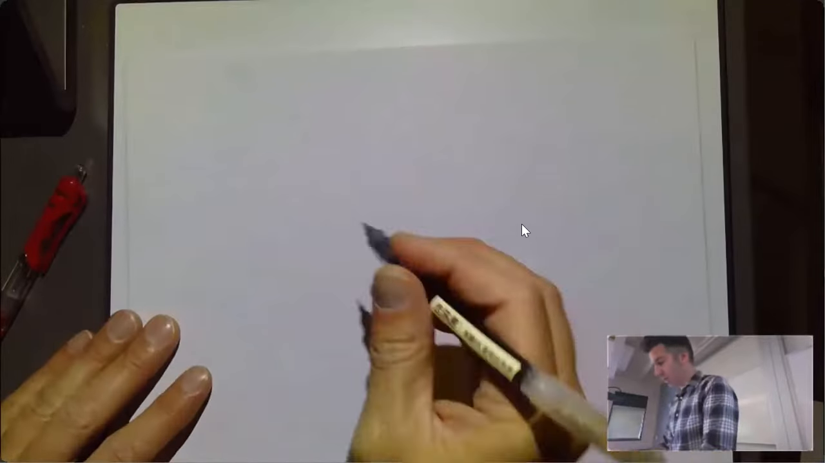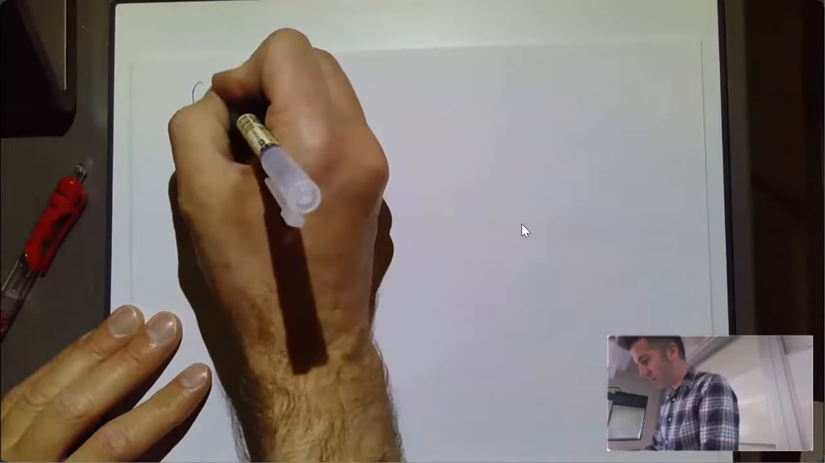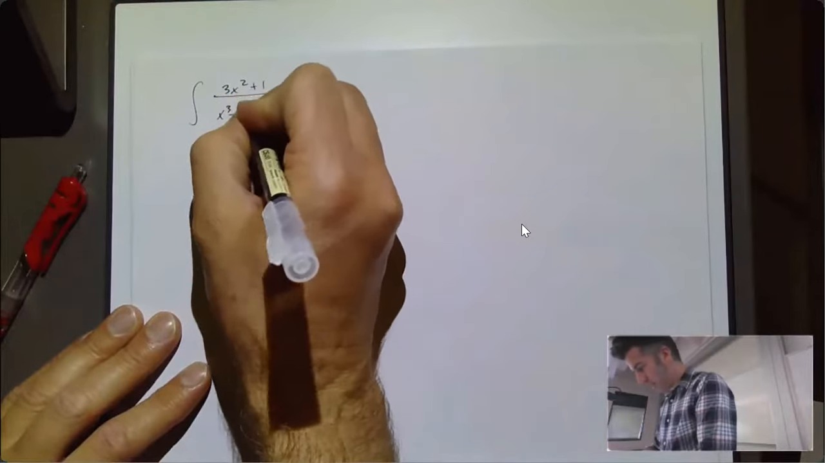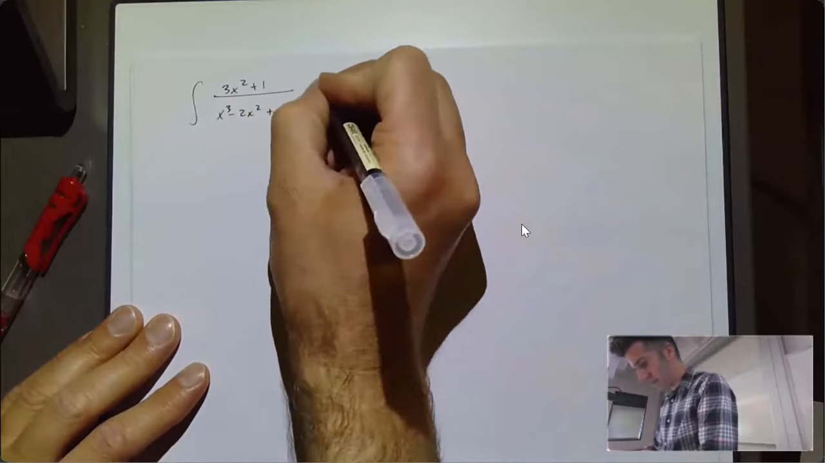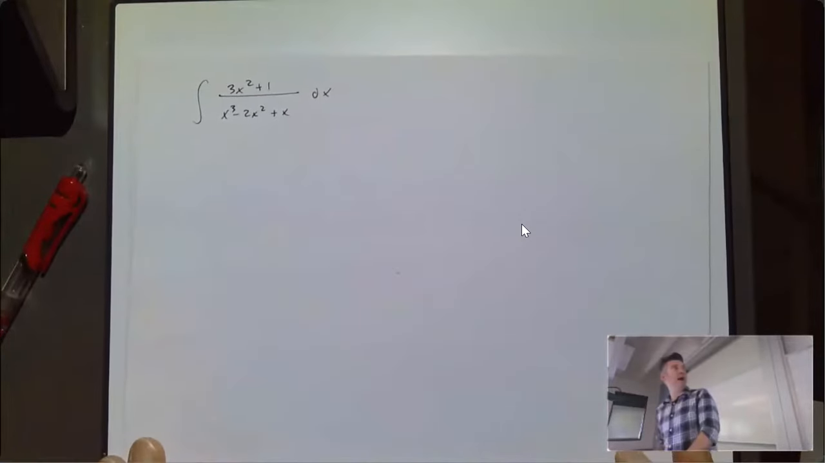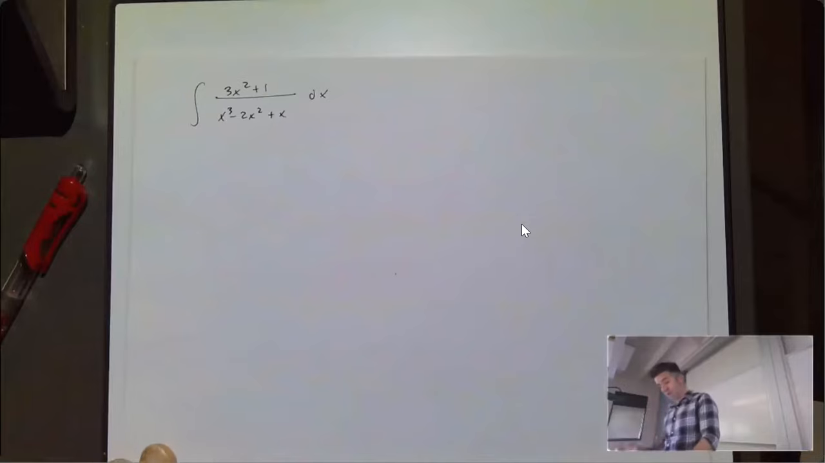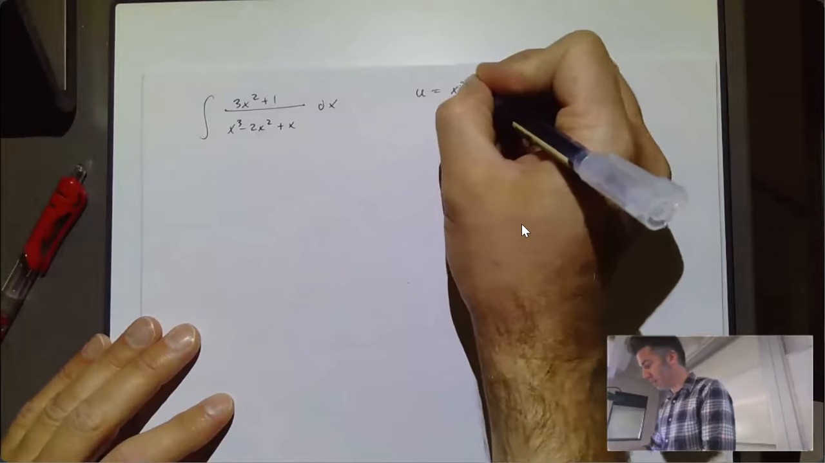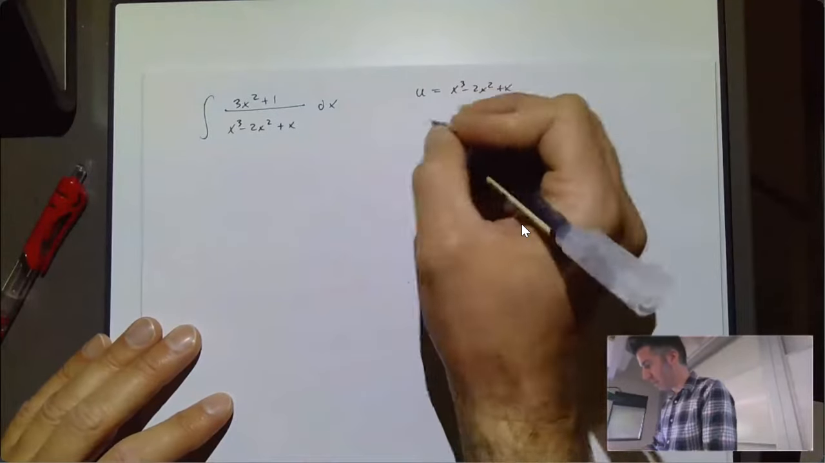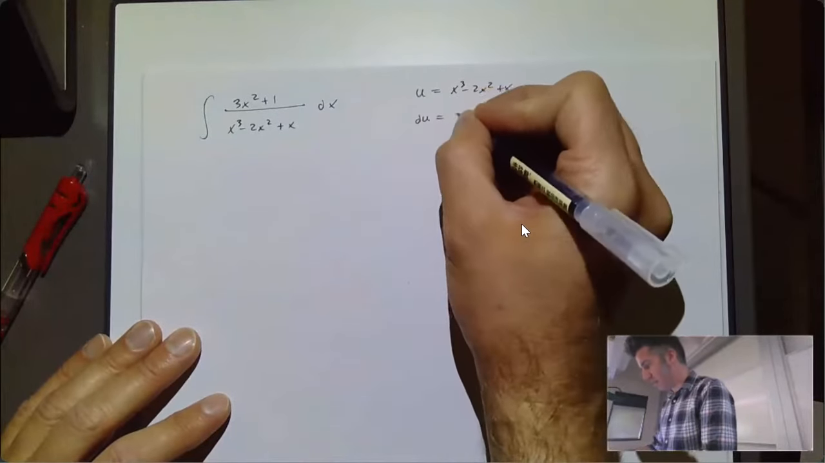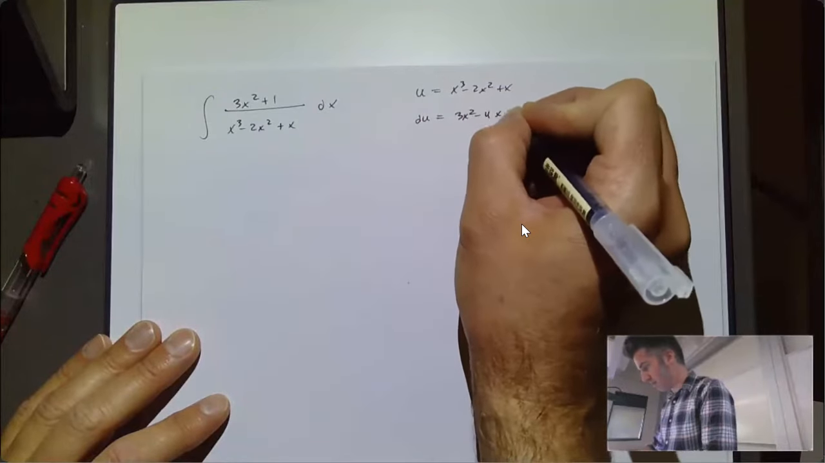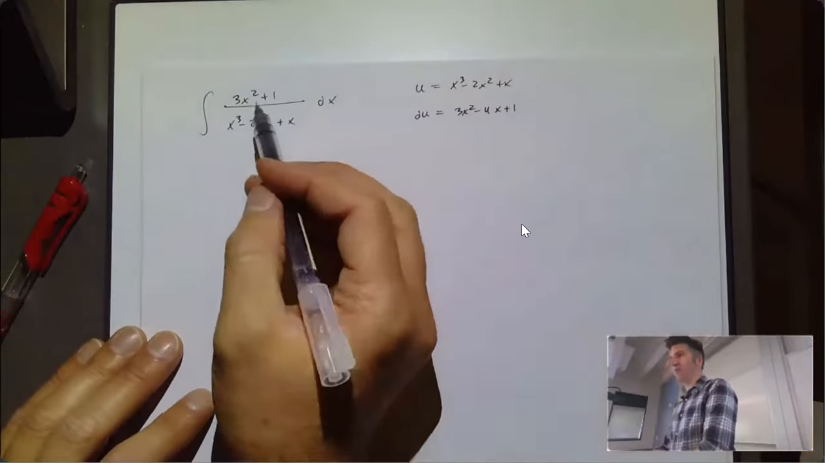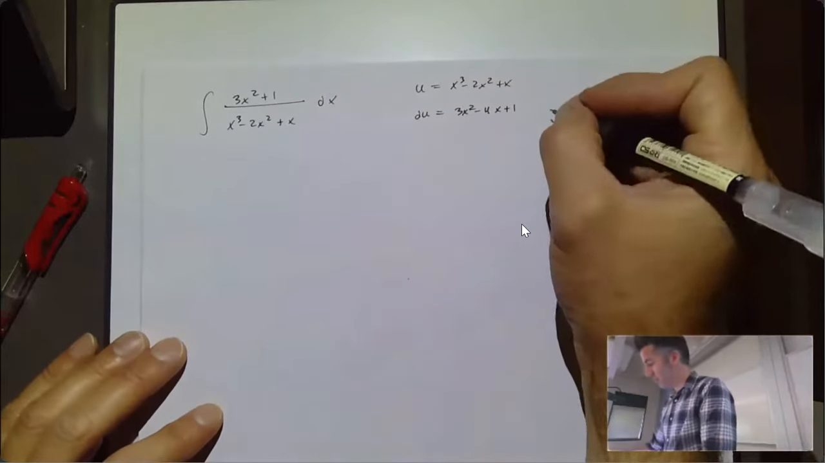Let's say we want to do the integral of 3x squared plus 1 over x cubed minus 2x squared plus x dx. Now this one, I might do a quick check for a u sub because it seems like it could be plausible. So if I did try u equal to x cubed minus 2x squared plus x, my du is going to be 3x squared minus 4x plus 1. Ah, so close. If I just had an extra minus 4x in there, I would be there. But nope, not going to work.